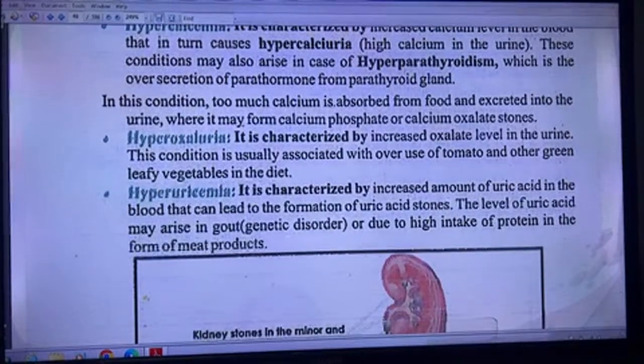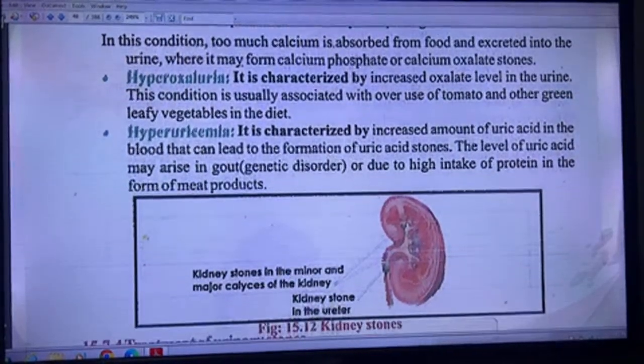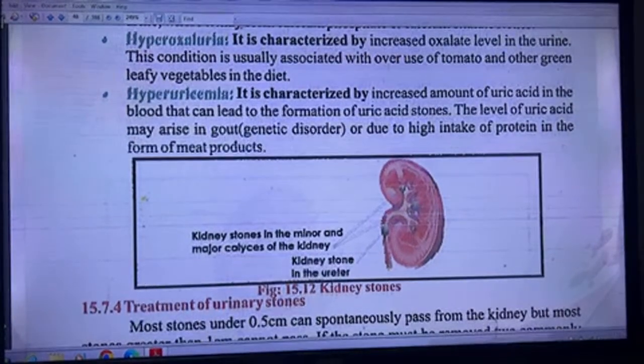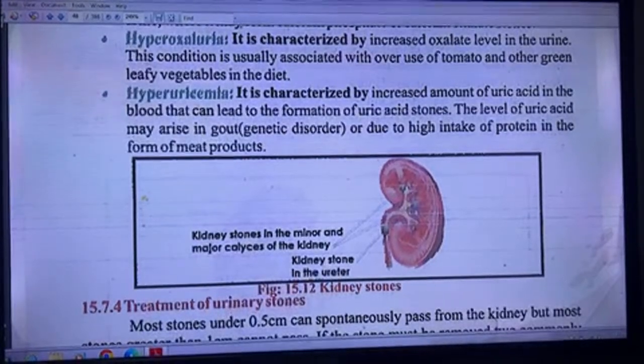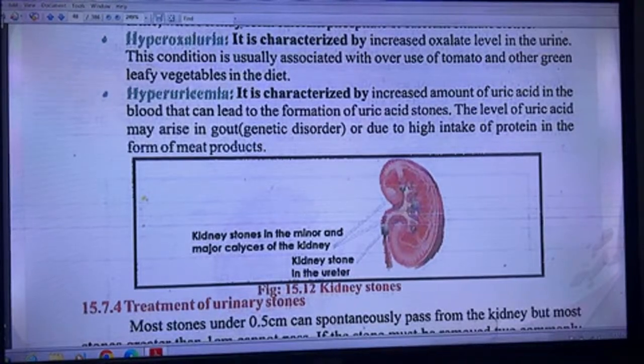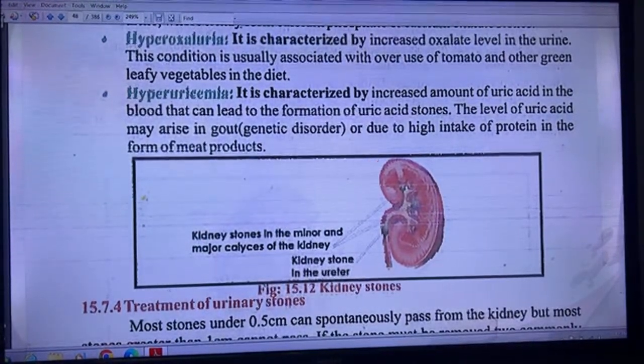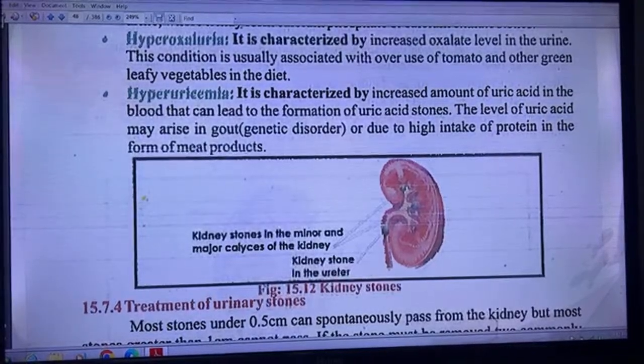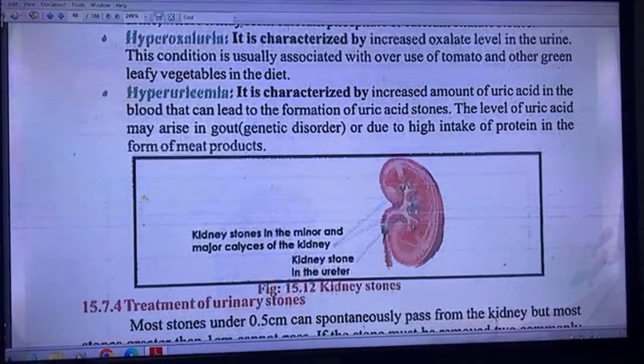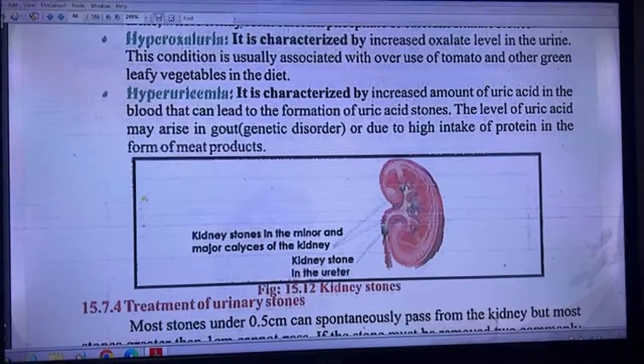Hyperoxaluria. It is characterized by increased oxalate level in the urine. This condition is usually associated with excess use of tomato and green leafy vegetables in the diet. Hyperuricemia is characterized by increased amount of uric acid in the blood that can lead to formation of uric acid stones. The level of uric acid may rise in gout, genetic disorders, or due to high intake of protein in the form of meat products.